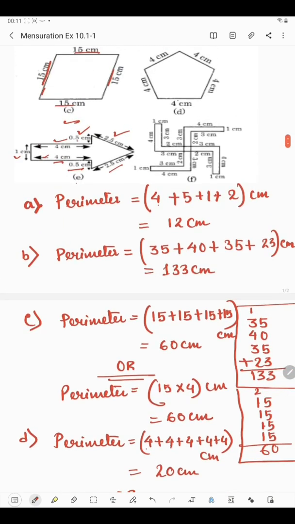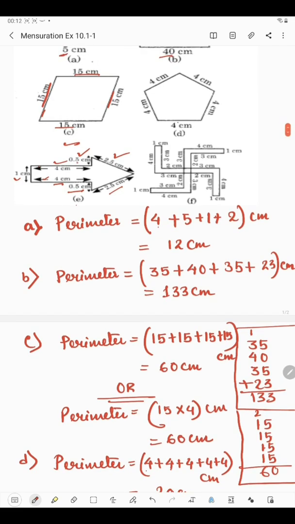Now coming to the last figure, in the last figure we can get the perimeter by adding all the sides. But here we can find by multiplication also. Here we can see that we have an L shape, here also we have an L shape, here also, and here also. That means here we have 4 L shapes, right?